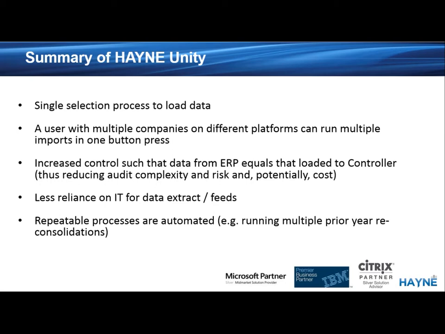So, a summary of Hayne Unity. What we've shown you today is a single selection process to load data. A user with multiple companies on different platforms can run multiple imports with one button press. This provides you with greater control over the data within controller, and confidence that our ERP data equals what's loaded into controller repo base. So we're reducing audit complexity and risk, and potentially the cost of audit, which should be far simpler. We've got less reliance on IT for data extracts and feeds, and around consolidation, we're automating and allowing you to run multiple prior year reconsolidations or multiple consolidations at the press of a button.